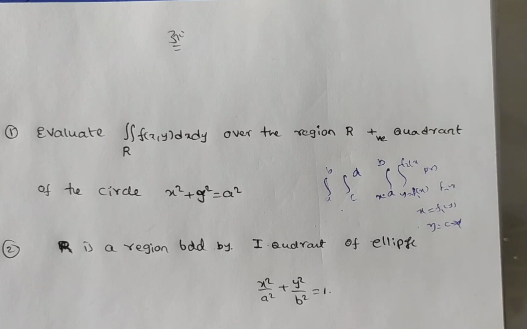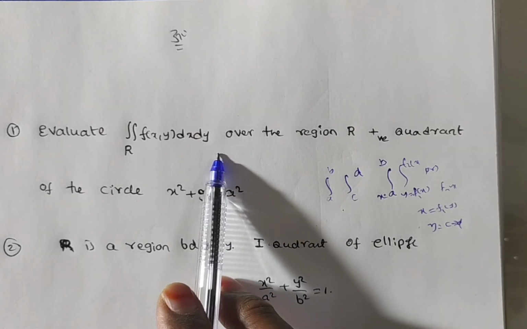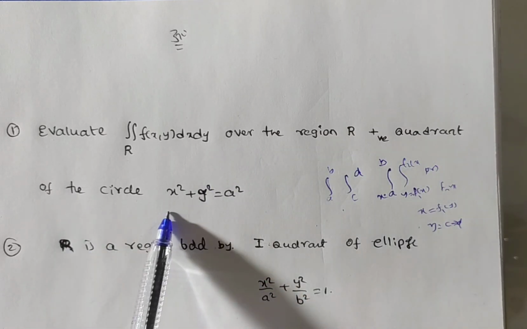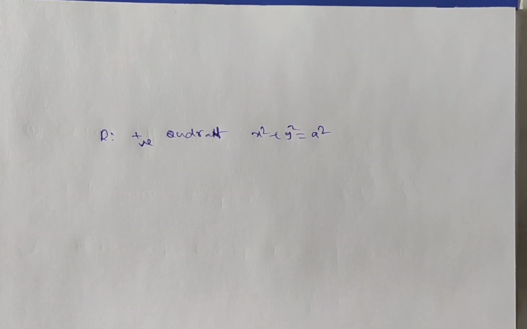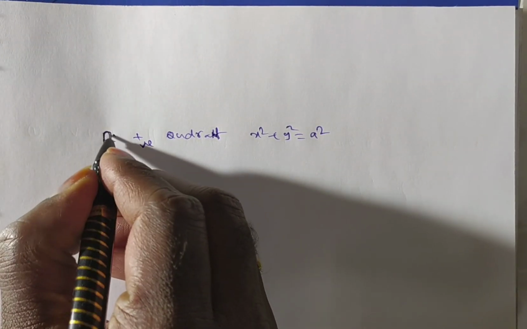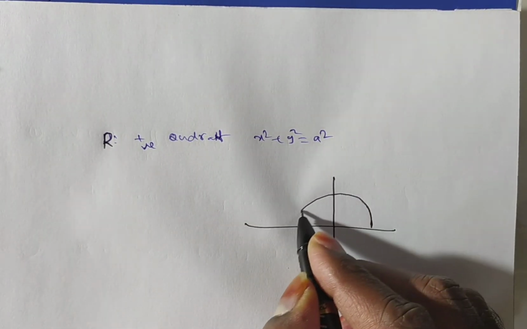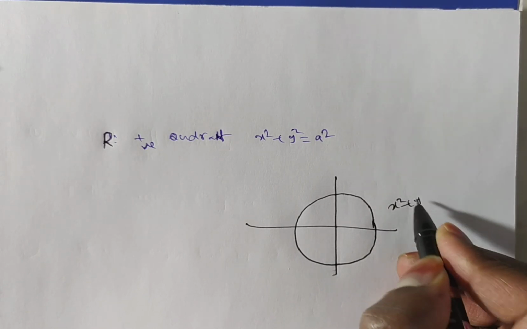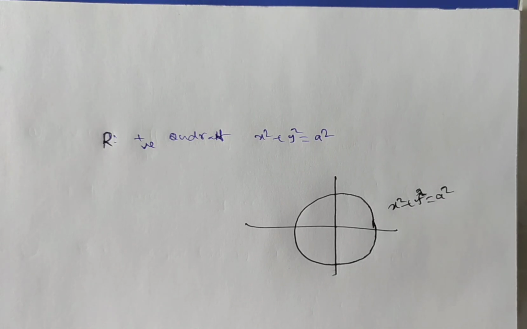So coming to the first problem: evaluate the double integral over R of f of x comma y dx dy, where the region is the positive quadrant of the circle x square plus y square is equal to a square. So the region we have is the circle x square plus y square is equal to a square, that too the positive quadrant. Suppose you consider the circle x square plus y square is equal to a square, that has radius a.